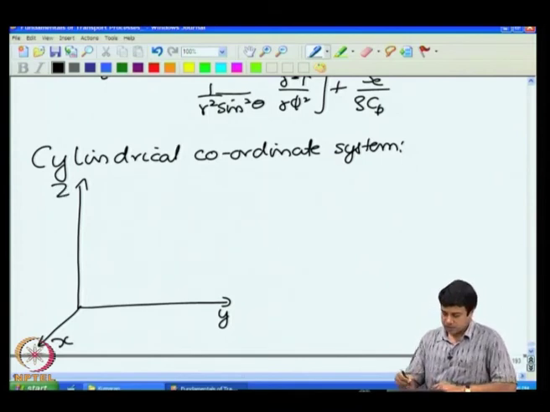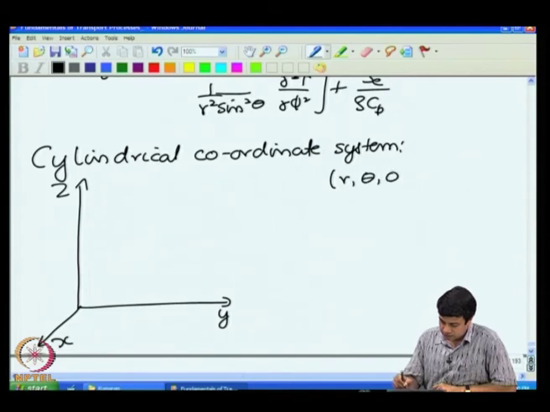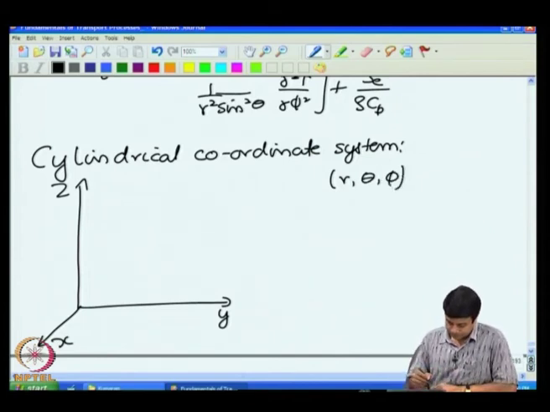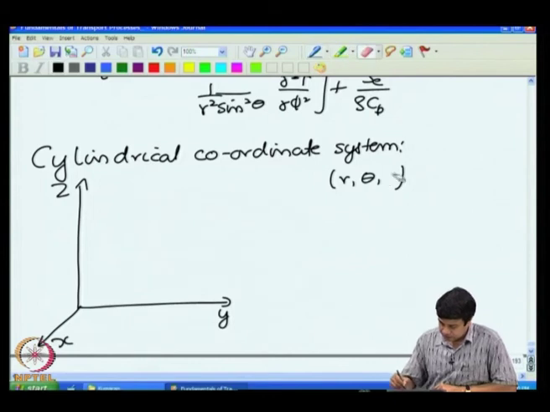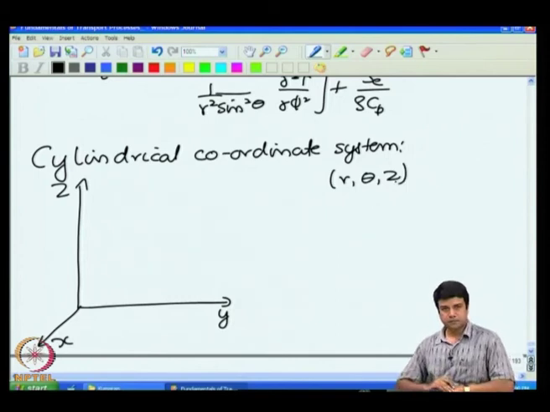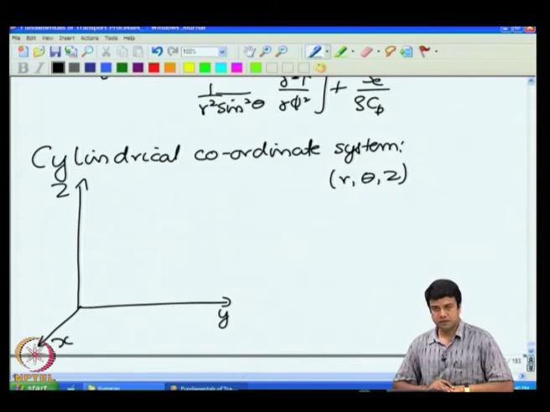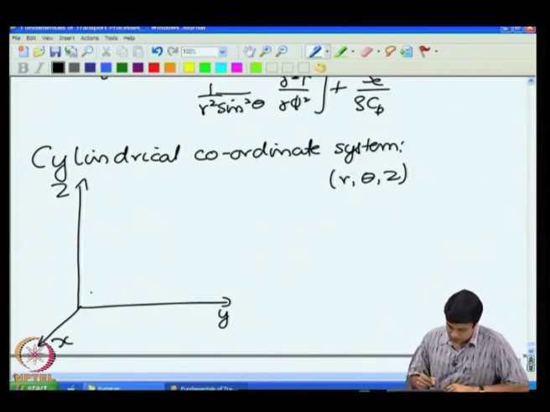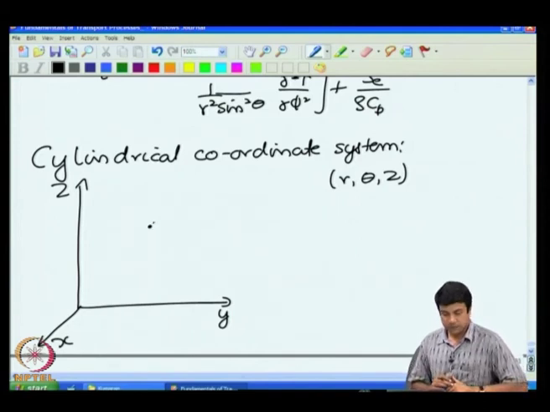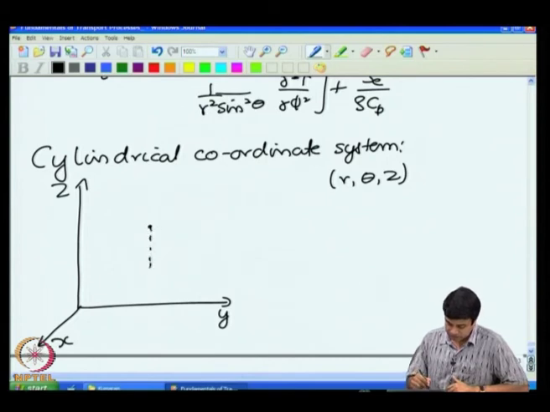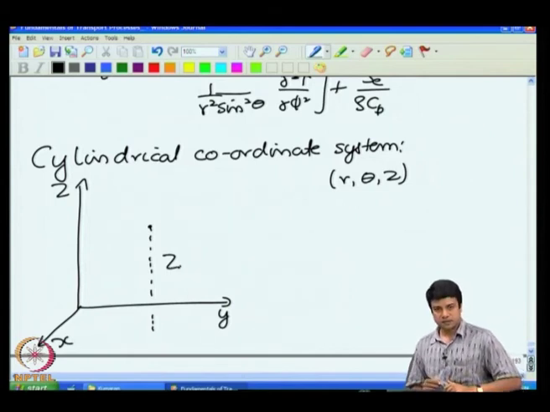In a cylindrical coordinate system, the coordinates are r, theta and phi. I am sorry, the coordinates are r, theta and z. Theta, the meridional angle, is the same as phi for the spherical coordinate system. So, for any position, the first coordinate is the distance from the xy plane, that is the z coordinate.